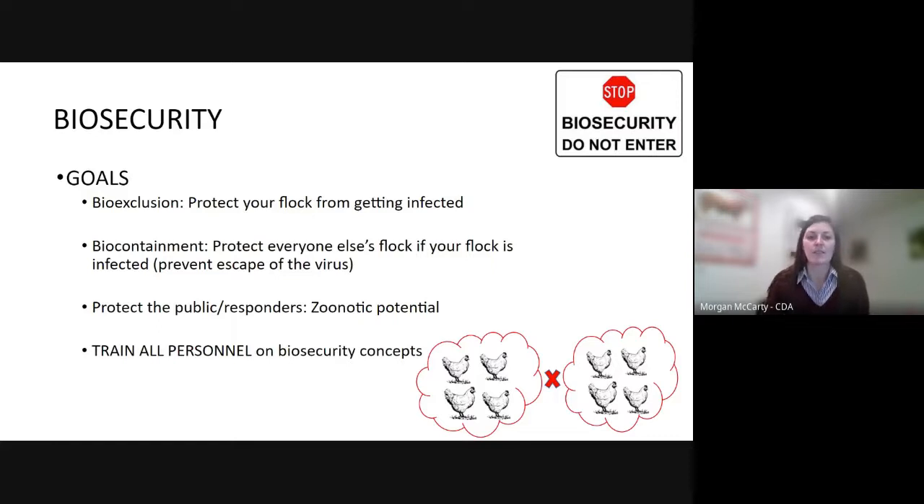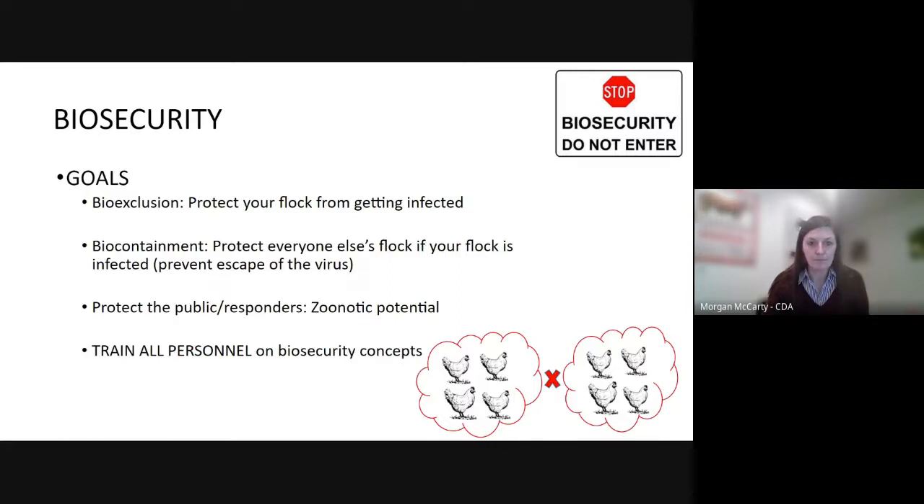Biocontainment, we're not going to specifically talk about biocontainment. When Rich-Ann gives her presentation next on response, she's likely going to cover how to protect everyone else's flock if your flock is infected. So how are we going to keep this virus from escaping? And we have to have a goal of protecting the public, protecting responders, protecting personnel who work on the farms because of the zoonotic potential of this disease. And then a goal that we all should have would be training all personnel on biosecurity concepts.